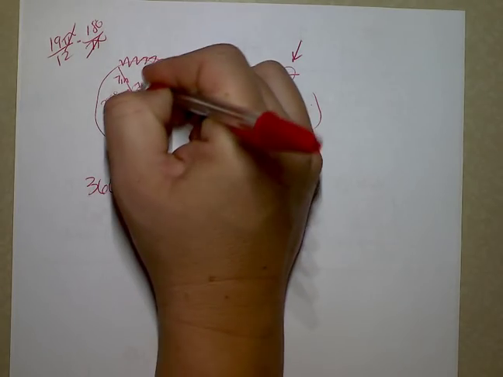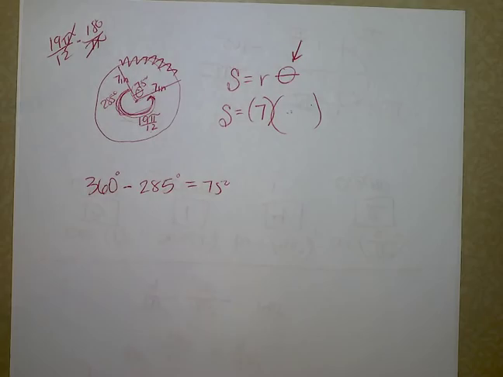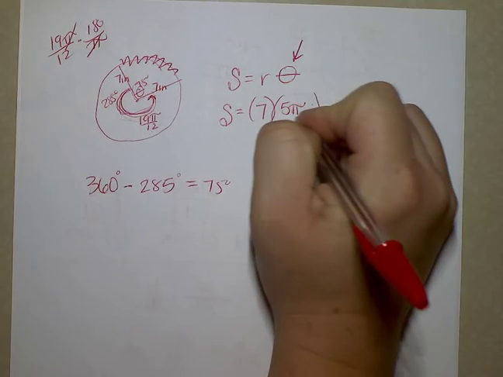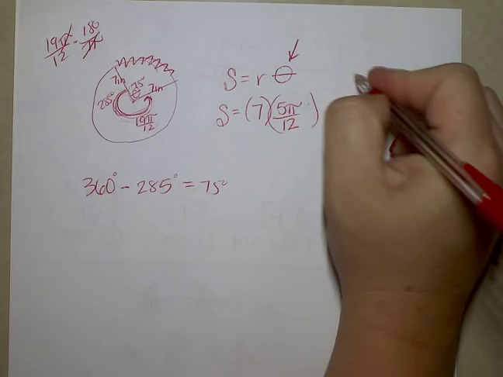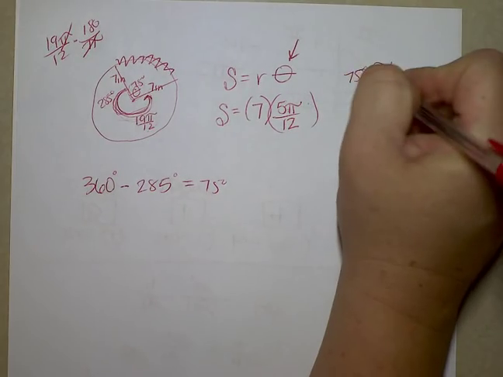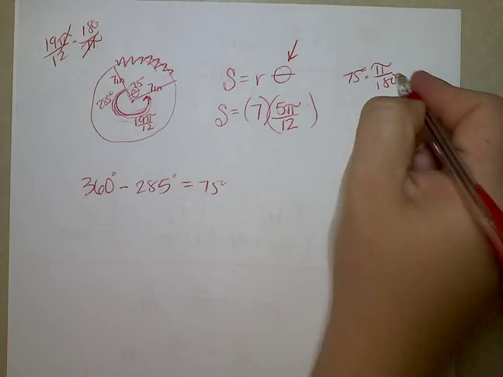But I can't just write 75 here. What do I have to convert it into? So take 75 degrees, convert it into radians. And you're left with 5 pi over 12. How do you do that again? I'm taking 75 degrees, multiplying it by pi over 180, and then reducing the fraction.